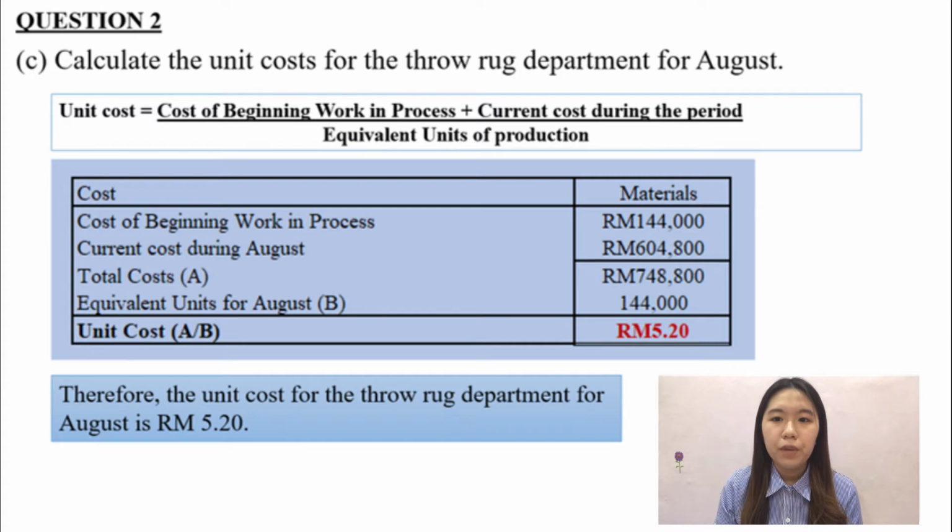First, cost of beginning work in process 144,000 ringgit Malaysia plus current cost during August of 604,800 ringgit Malaysia, and we get the total cost of 748,800 ringgit Malaysia. Then the total cost is divided by the number of equivalent units we previously calculated, which is 144,000 units. Therefore, the unit cost for the Chorak Department for August is 5 ringgit and 20 cents.